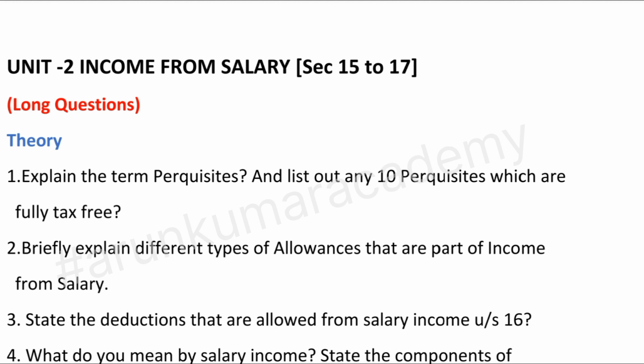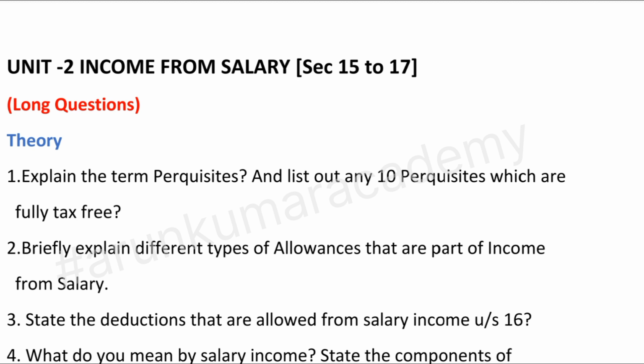So the theory questions from this unit are: explain the term perquisites and list out any 10 perquisites which are fully tax free. So according to Income Tax Act, the term perquisites refer to any form of benefit paid either in cash or in kind by the employer to the employee or his or her family members. So here you need to explain fully tax-free perquisites.